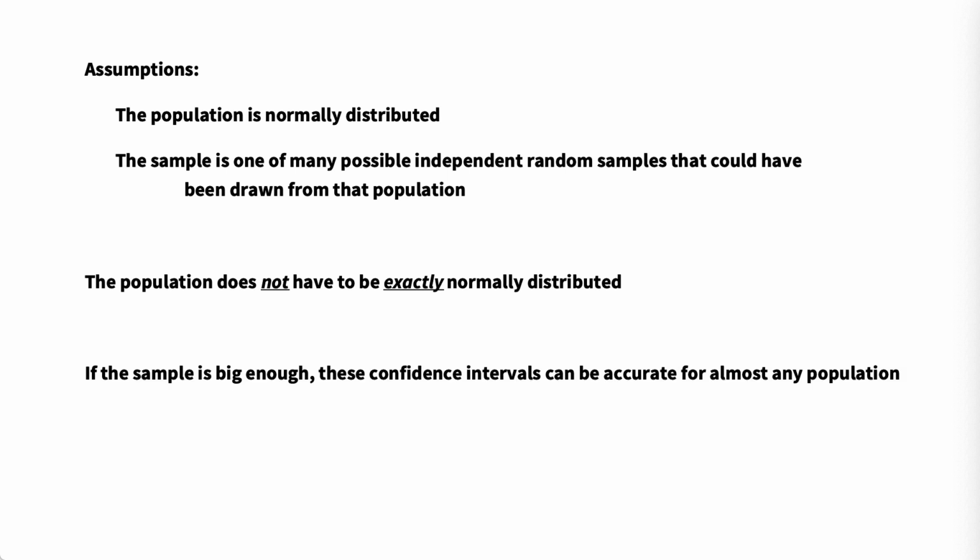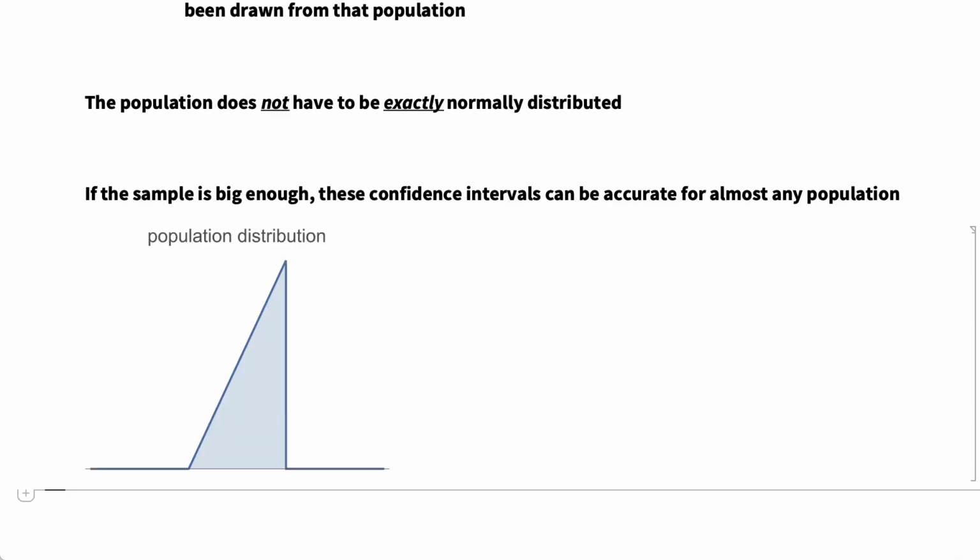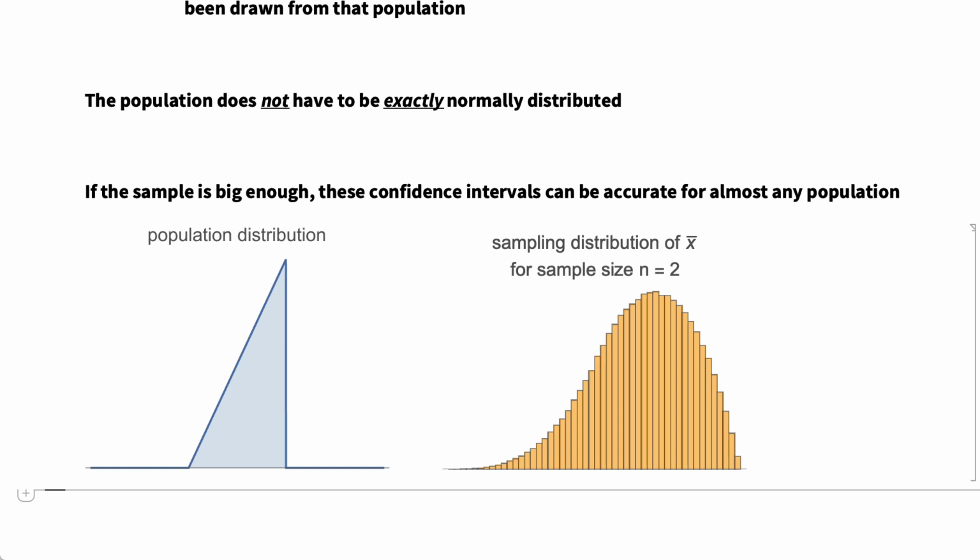Starting with the first of these assumptions, the population does not actually have to be exactly normally distributed, and in fact, if the sample size is big enough, the confidence intervals considered here will be accurate for almost any population. This is true in part because these confidence intervals are based on sampling distributions rather than population distributions, and if the sample size is big enough, sampling distributions tend to have the expected shapes even if the population is not normally distributed. For example, consider a population distribution like this one, which is not a normal distribution, and a sampling distribution of the sample mean based on samples drawn from that population.